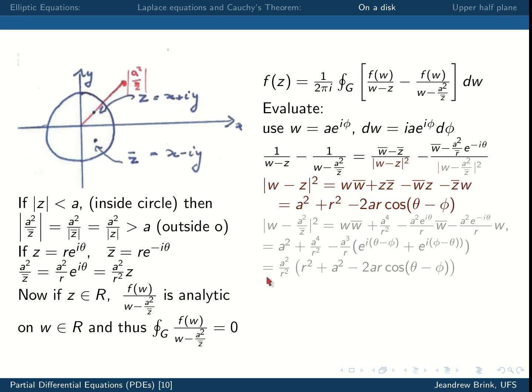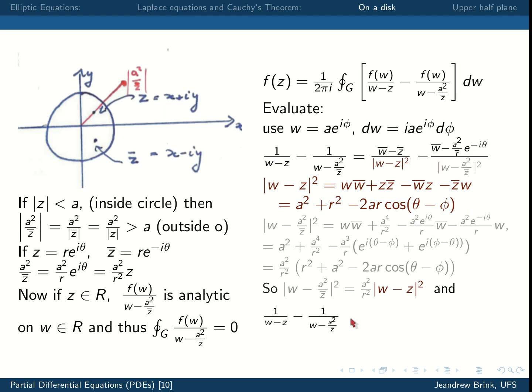So what you have is that the one norm is merely a factor of the other one, and that w minus a squared over z bar squared is simply equal to a squared over r squared times this thing in brackets, which is simply w minus z bar squared. So we now are in a position to substitute this grey expression for this one and simplify what we were trying to calculate to enter the integral up at the top.